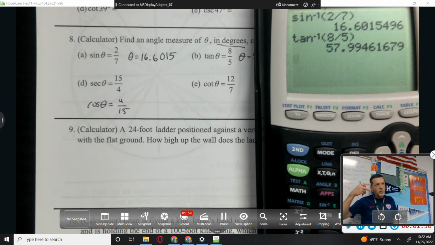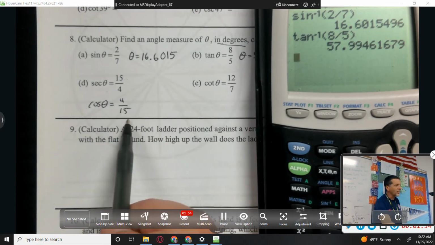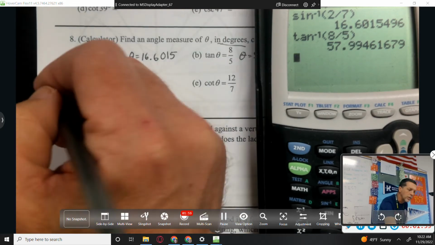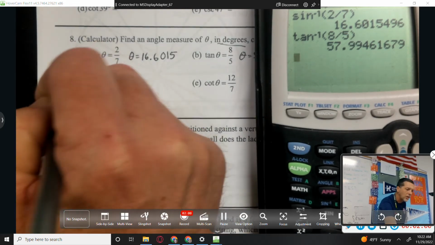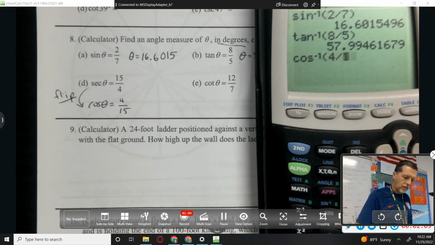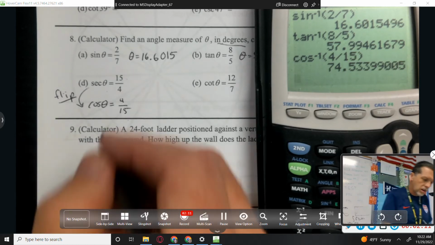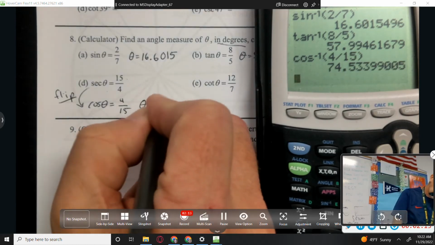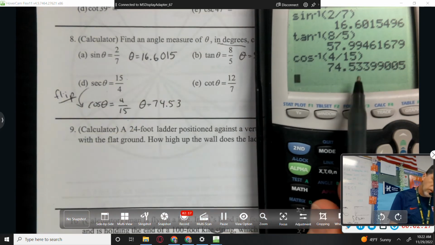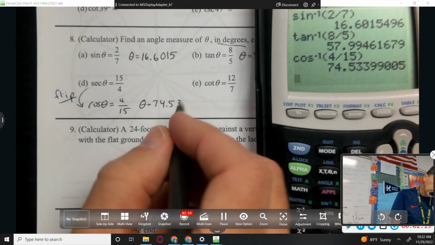So I'll flip both sides, and it's obvious and easy to flip a fraction. Flipping secant to cosine is a little bit weird, maybe, but that's why we have to know who the reciprocal partners are. So then it's second cosine, inverse cosine of 4/15, which is 74.5340.